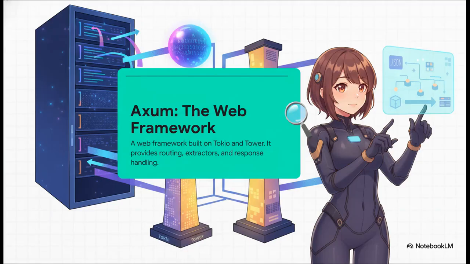Now we finally get to the part that you'll actually interact with the most: Axum. This is your web framework. It gives you all the friendly, high-level tools you need to build your API. Defining your routes like /users, parsing JSON from a request body, and sending back a response. It's built from the ground up to work perfectly with Tokio and Tower.